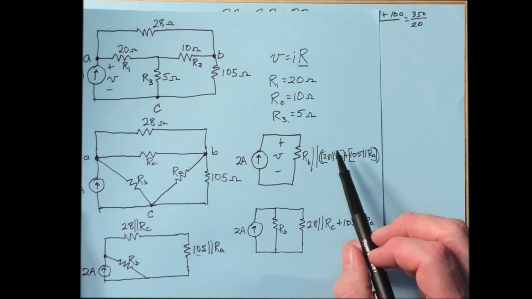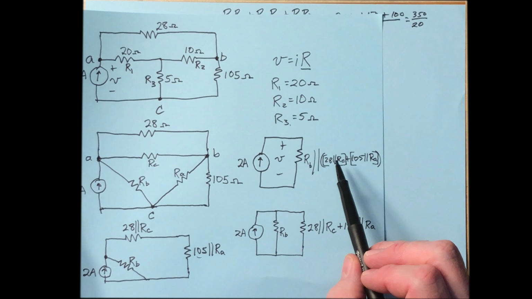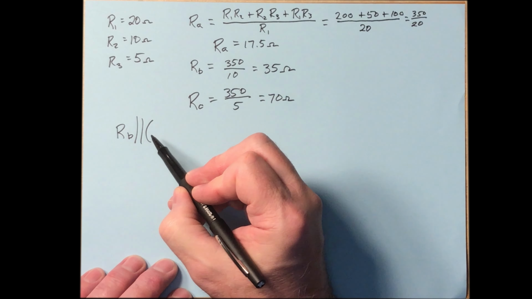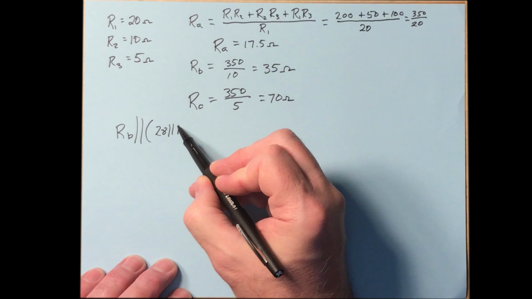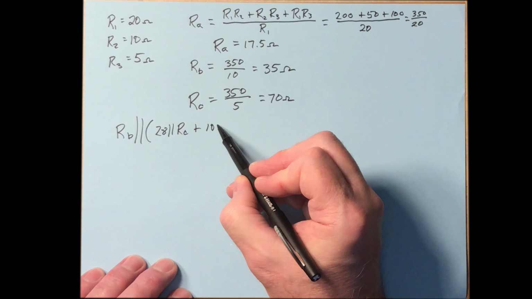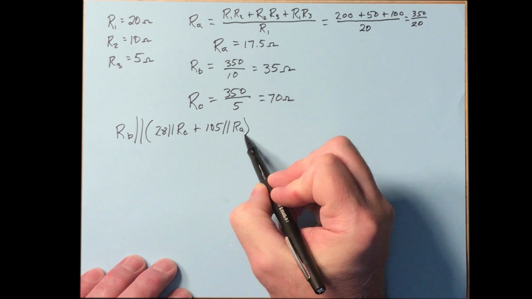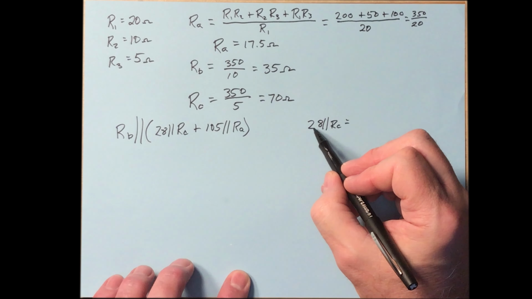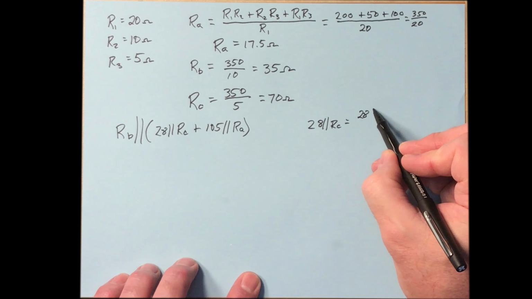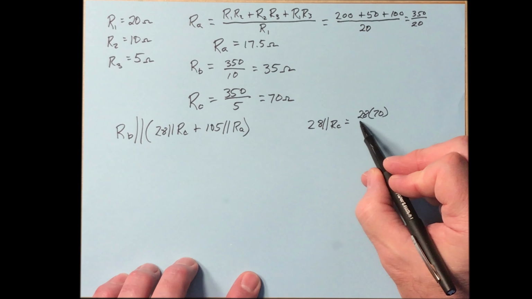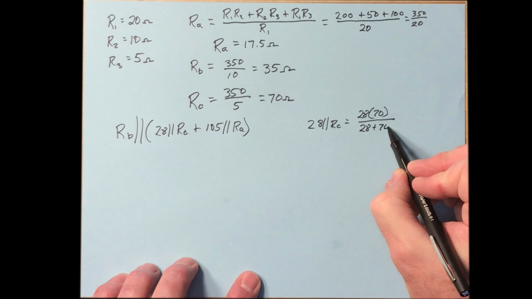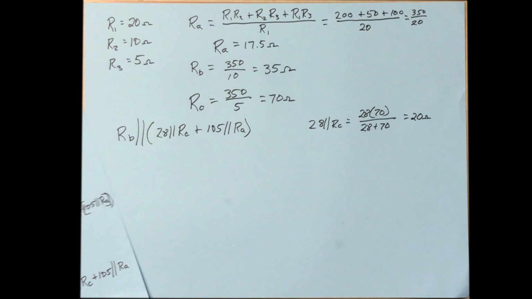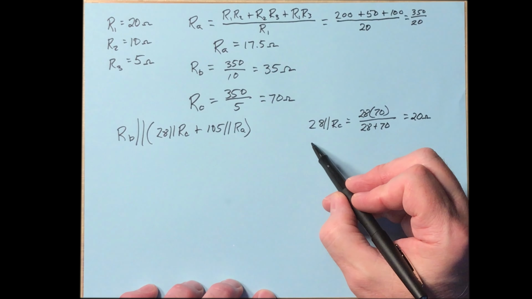Now we're ready to tackle this right here. We have R sub B, and that's in parallel with the 28 parallel R_C plus the 105 in parallel with R_A. Well, let's do the 28 parallel R_C first. That's going to be product over sum. So it's going to be 28 times 70 over 28 plus 70, and that turns out to be 20 ohms.